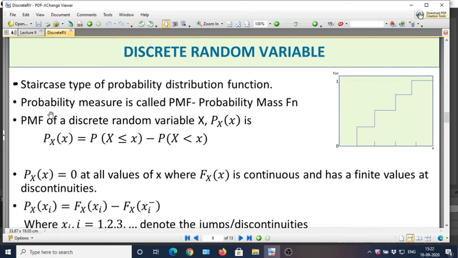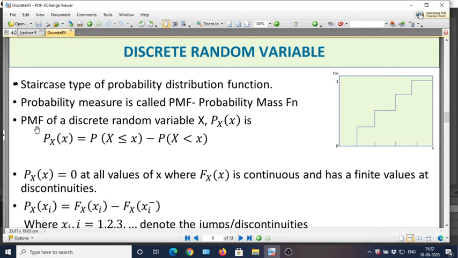And in this case, the probability measure at all those points where they are defined are together called the probability mass functions. Because here the probability measures are lumped at only certain points on the real axis. They are similar to points where the masses are concentrated.